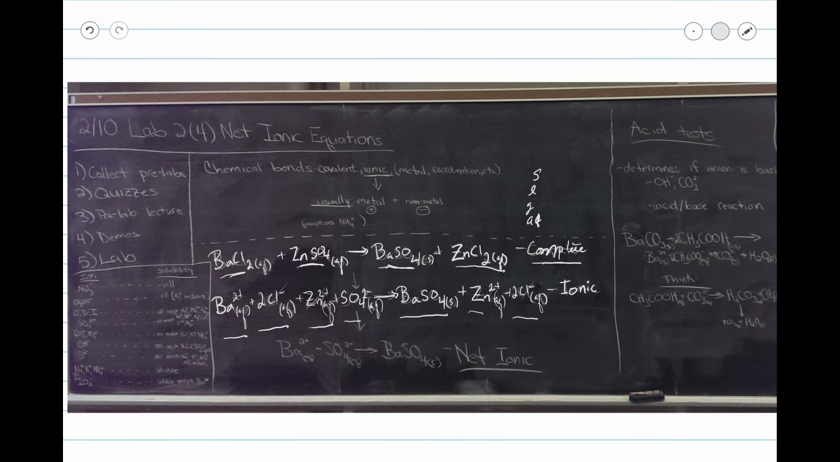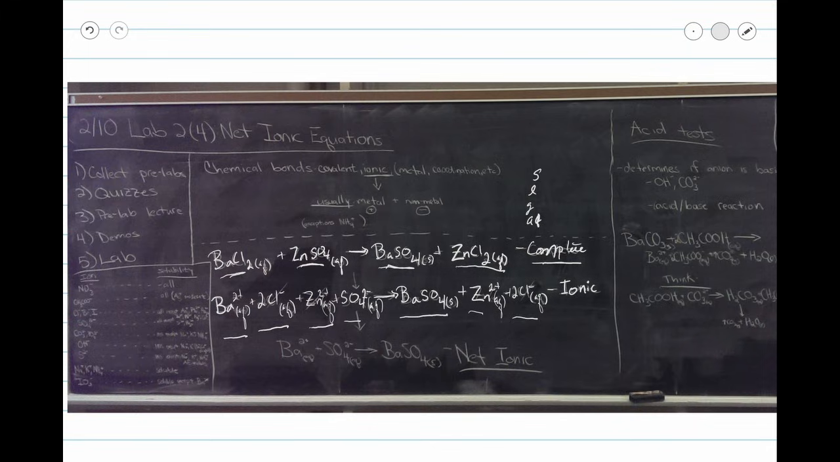There are ions that are products, but they appear exactly the same as a reactant. In this scenario, the zinc and chloride ions are not actively involved in the reaction to form barium sulfate as a solid. So these guys are known as spectator ions. They're just kind of hanging out the whole time.